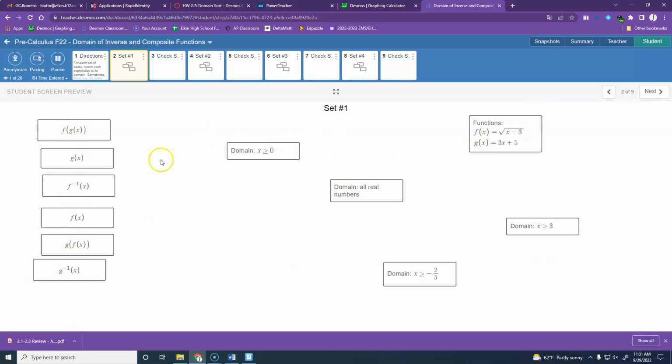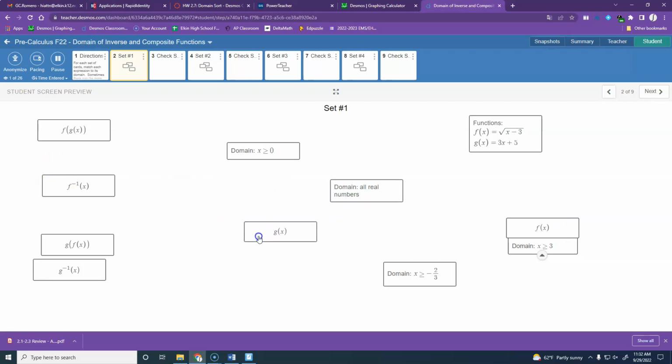So if I look at f of x, what is my domain for just f of x? It is greater than or equal to 3. Because whatever's under that square root has to be greater than or equal to 0. So that would be greater than or equal to 3. So I would match that here. Then I would think of g of x. I'd think about the domain for it. What's the domain for 3x plus 5? All real numbers, right? Yes.